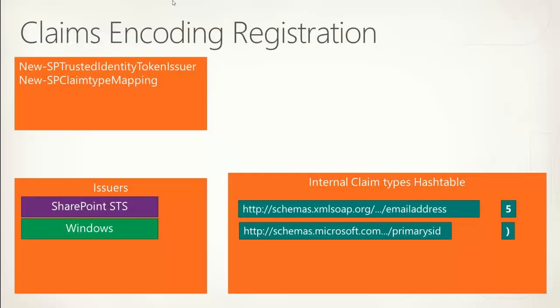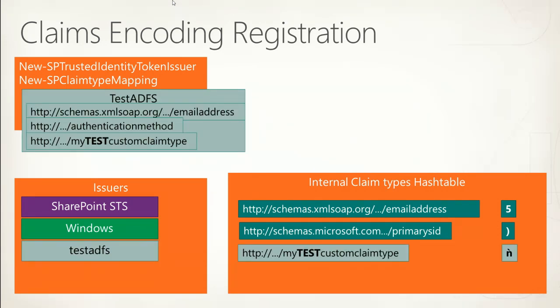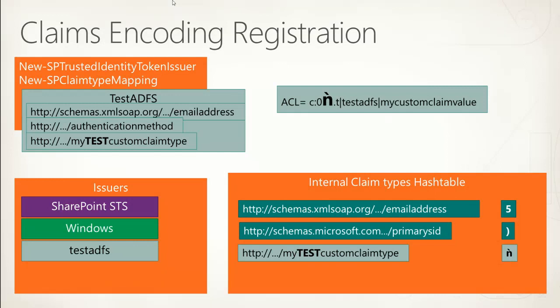Why is that a problem? Let's walk through a typical claims registration. I run this. I have my test ADFS and my test farm. That's what my claim looks like, and that's how the encoding looks. That's how you break down the encoding. What that means is test ADFS there is the issuer. The arrows are a little off. The character there is the encoding for that claim type. Here in my case, I'm using my test custom claim type, but now I've just used the slot.